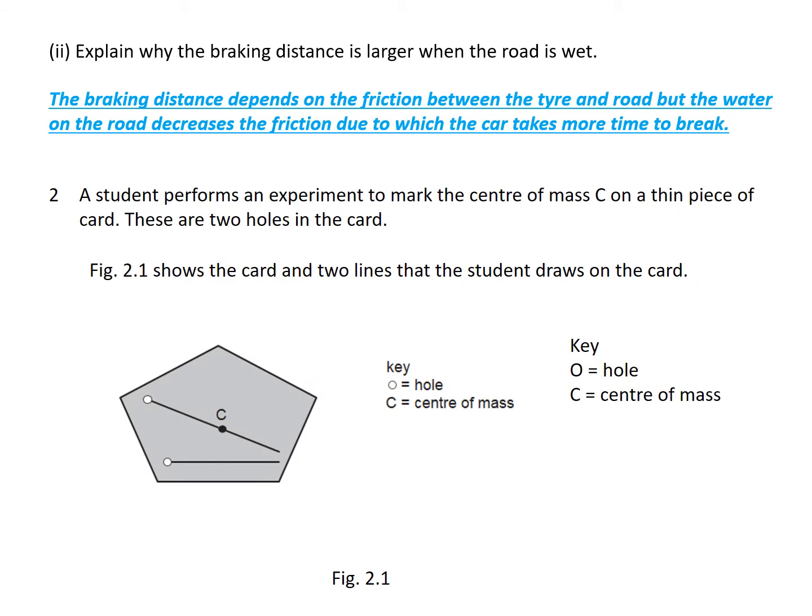Question 2. A student performs an experiment to mark the center of mass on a thin piece of cardboard. There are two holes on the cardboard. Figure 2.1 shows the card and two lines that the student draws on the card. This is the figure. As you can see, the student has made two holes, 1 and 2, and he is going to find the center of gravity using these two.